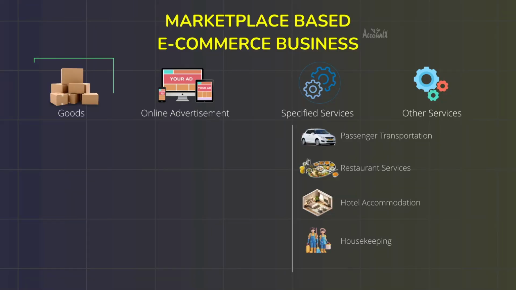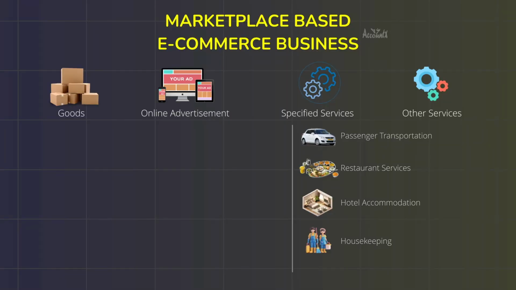When it comes to taxation, provisions vary for each of these categories. So for easy understanding and also not to confuse you, in today's video we are going to focus only on the first category. So TDS and TCS provisions that we are going to discuss today is applicable only for the first category, that is e-commerce businesses which are into supply of goods.